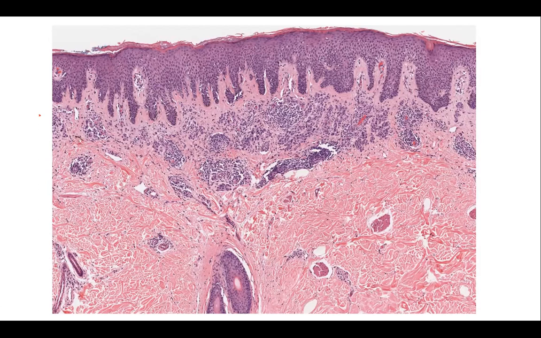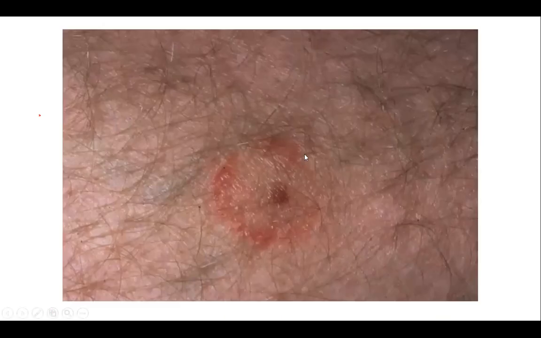A halo nevus, so Amy Huang, a halo nevus usually would not have this erythematous border. You're just going to have a nevus in the center and white pigmentation around it. So that's clinically against the halo nevus.